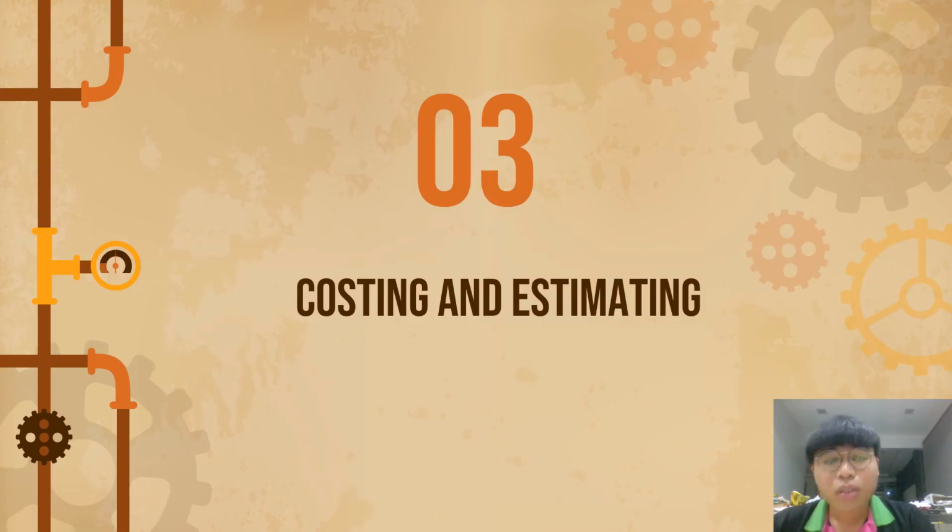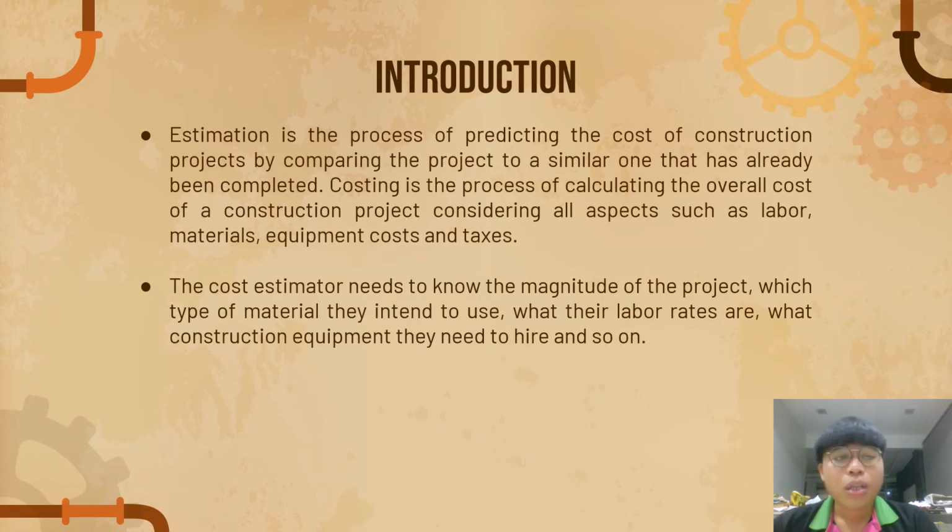Now we go to the third part, which is the costings and estimating. So first, introduction. Estimating is the process of predicting the cost of a construction project by comparing the project to a similar one that has already been completed. Costing is the process of calculating the overall cost of a construction project, considering all aspects such as labor, materials, equipment costs, and taxes.